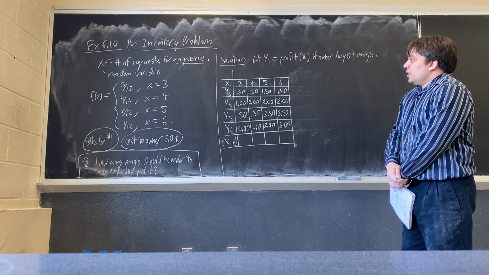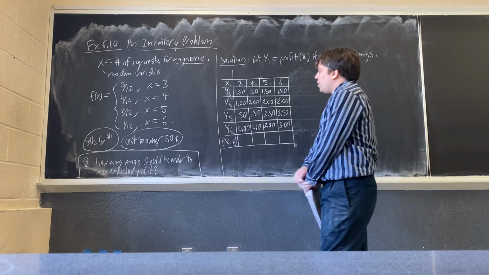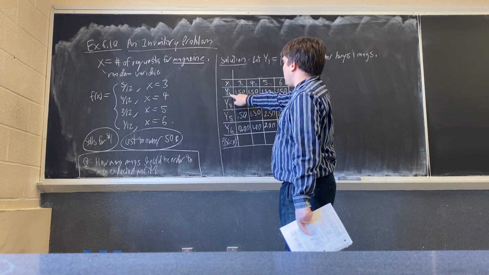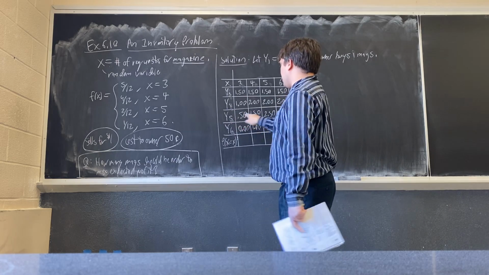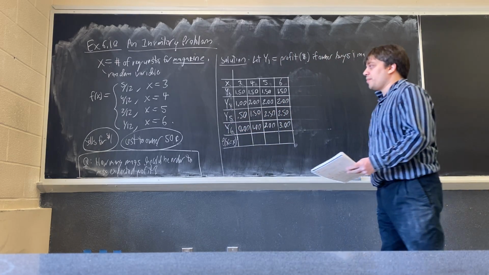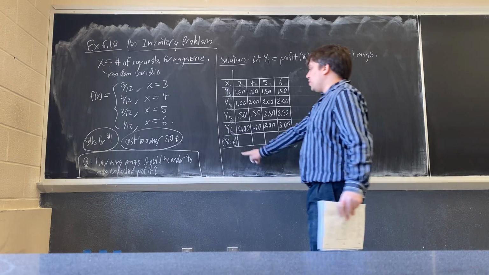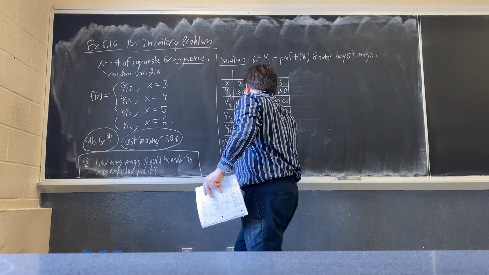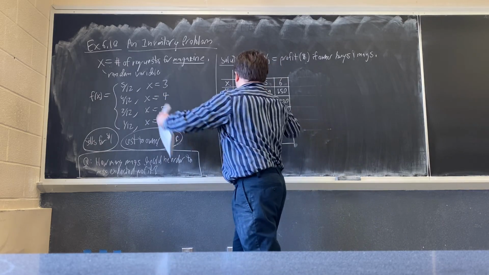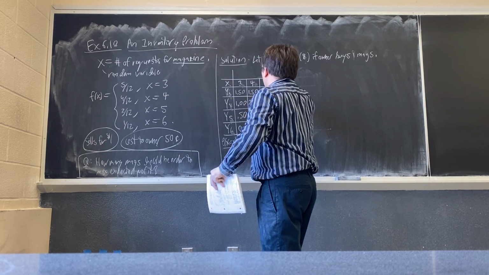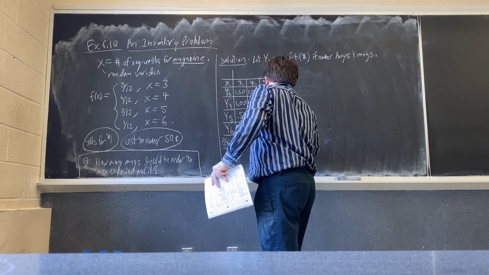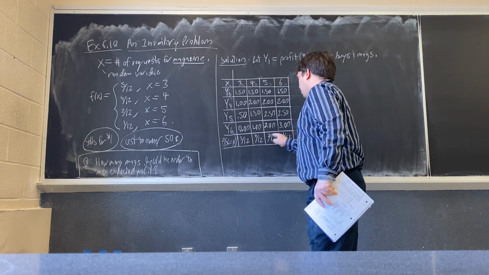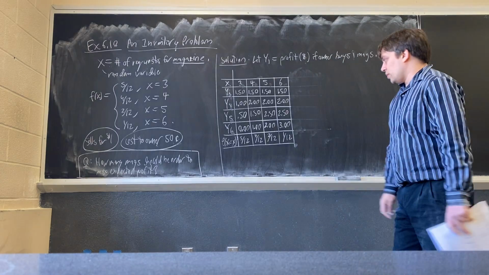Okay, and so this table is telling us, for each value of X, the profit the owner makes if he buys 3 magazines, 4 magazines, 5, or 6. Now the probability that X is 3 is 5/12. The probability that X is 4 is 4/12. The probability that X is 5 is 2/12. And the probability X is 6 is 1/12. This adds up, 5 plus 4 is 9, plus 2 is 11, plus 1 is 12, so it adds up to 1.